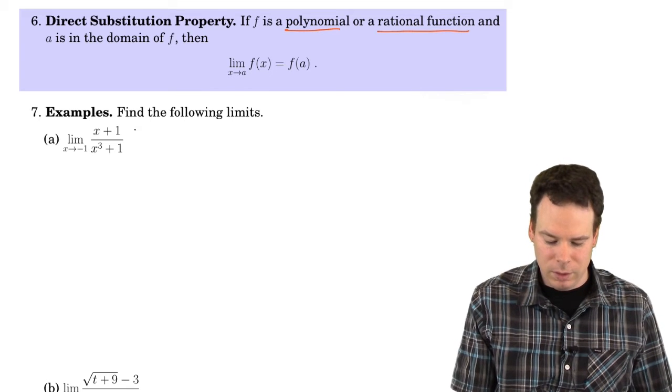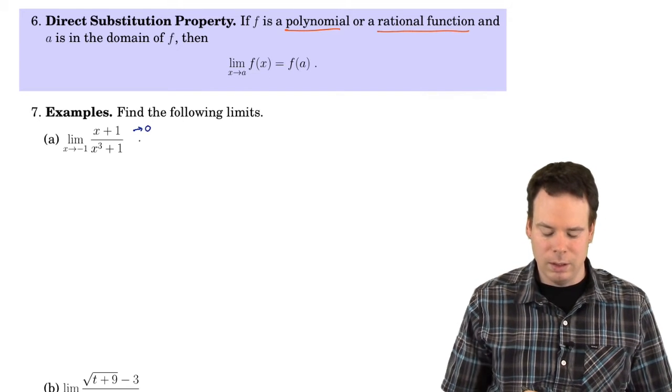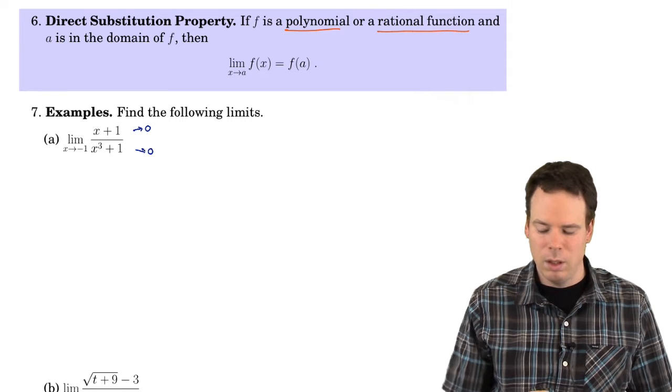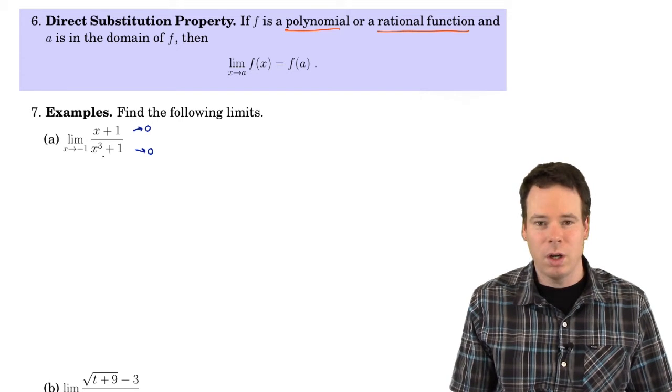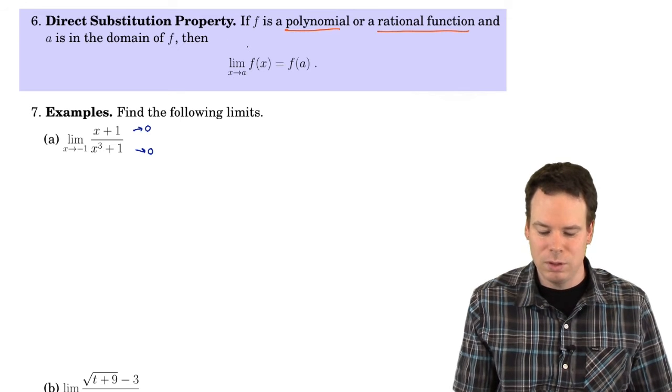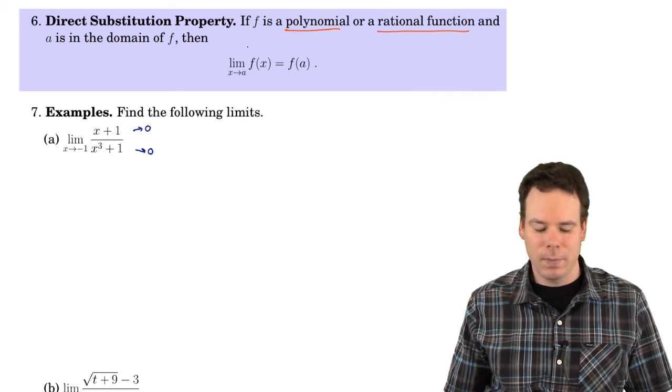And if I plug -1 into the top, I get that that becomes 0. If I plug -1 into the bottom, -1 cubed, that's -1, plus 1, that's 0. Oh, this is a problem. -1 is not in the domain of this rational function.